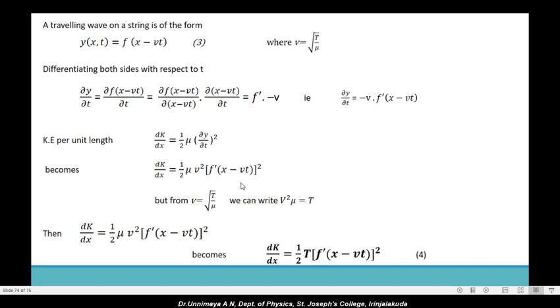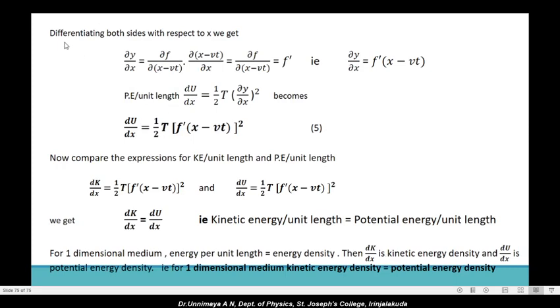square. From the expression of velocity v is equal to root of T by mu, we get v square mu is equal to T. Then we replace mu v square with T. Then we end up with dk by dx is equal to half T f prime of x minus vt the whole square. Similarly we differentiate the travelling wave equation on both sides with respect to x.